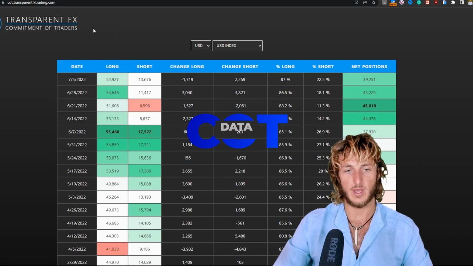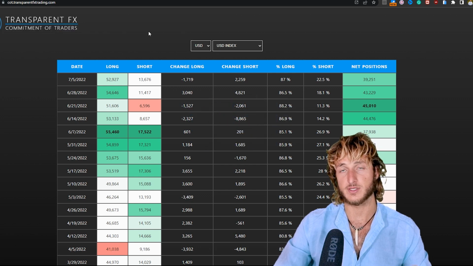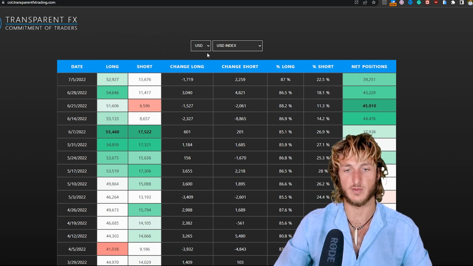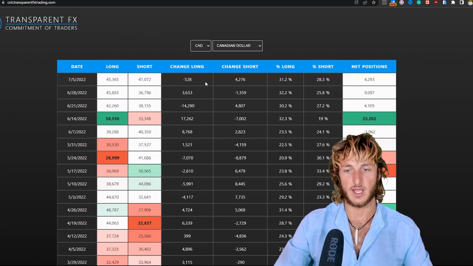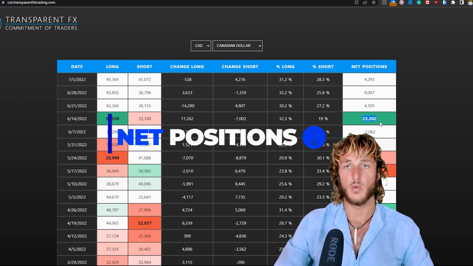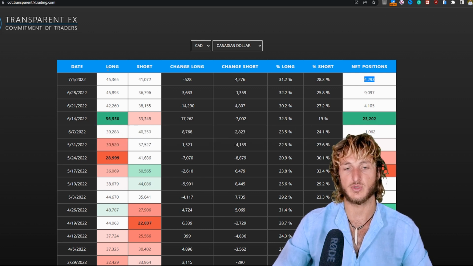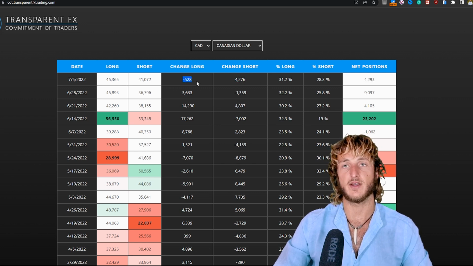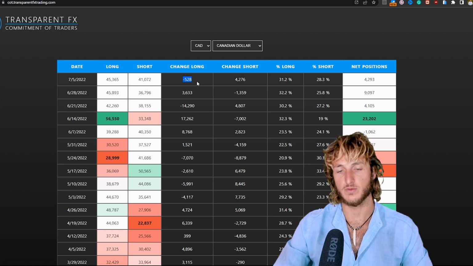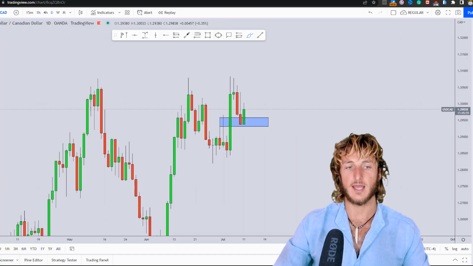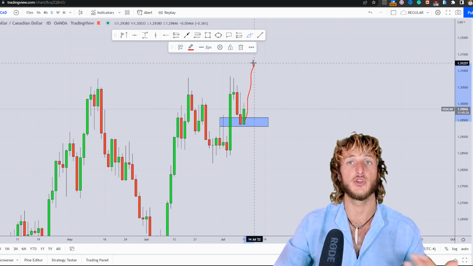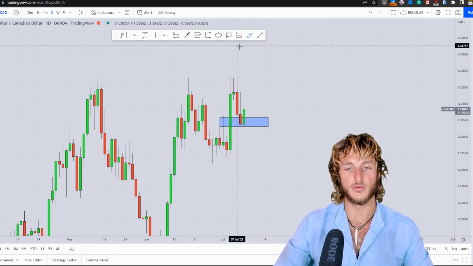Now, if we go and see what we have when it comes to the commitment of traders, so the COT data, which is what the non-commercials, the biggest speculators in the market, are doing, and we check the data for the CAD, we can see how lately net positions have been dropping massively. We went from having 23.2k net positions down to having 4.2k net positions, with 4.2k shorts added with the last report and 528 longs getting closed. So the CAD is getting weak, and a weak CAD is exactly what we need in order for USDCAD to make this potential move to the upside.